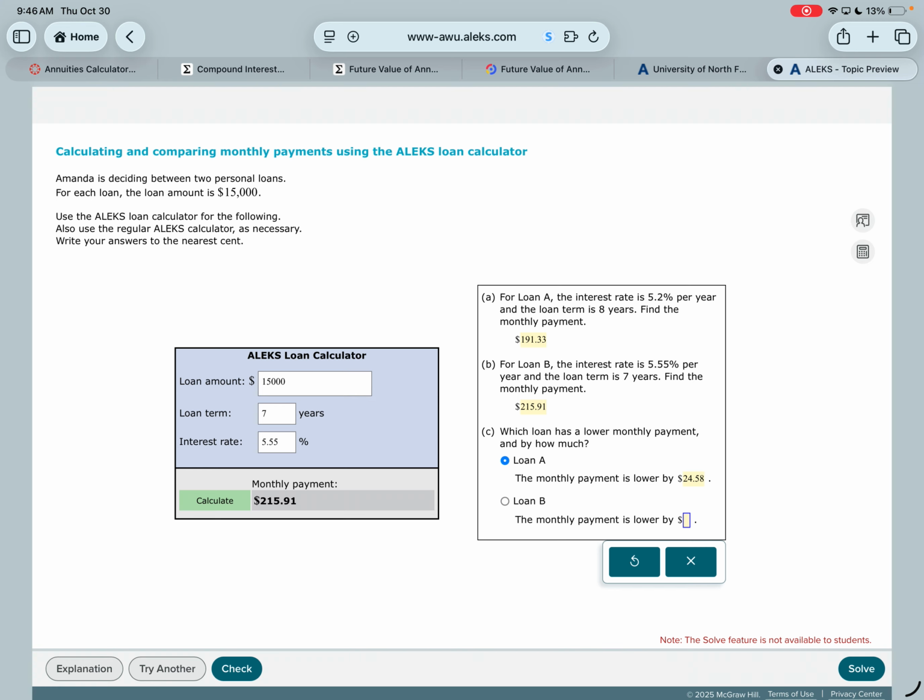Part C is which loan has a lower monthly payment by how much. So you just subtract the numbers there. I don't really need to write that down. I think y'all got that. So loan A has a smaller monthly payment by $24.58. Okay. Now I went into this last class, but the next topic kind of leads into this. So we look at this and we say, well, I'm just going to take the lower interest or the lower monthly payment, right? Why wouldn't I just take the lower monthly payment?